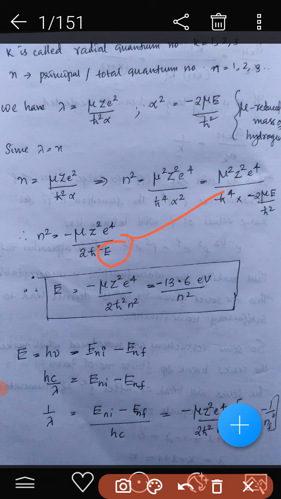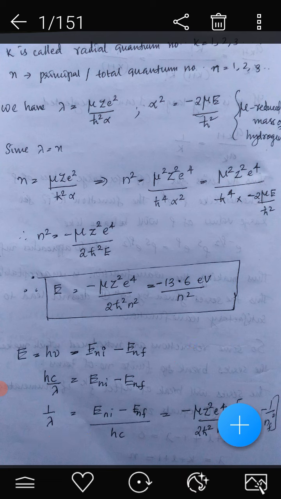From this we can find out the energy. E is equal to this one, which is equal to minus 13.6 electron volt by n square. Minus 13.6 by n square electron volt. So E is equal to h nu, that is E initial minus E final. Nu can be written as c by lambda. So hc by lambda is equal to E initial minus E final. So from this, 1 by lambda is equal to this one.